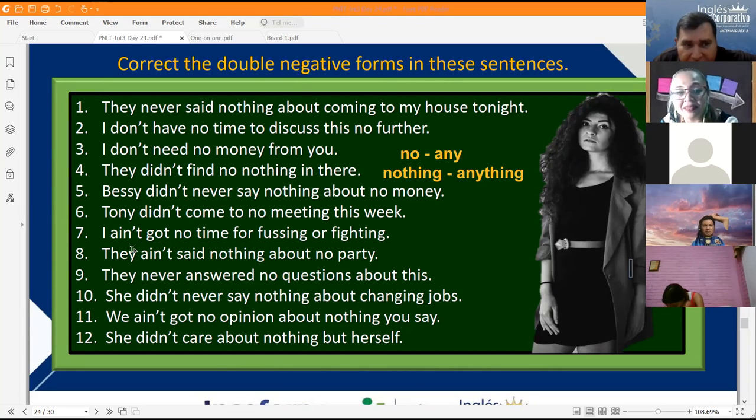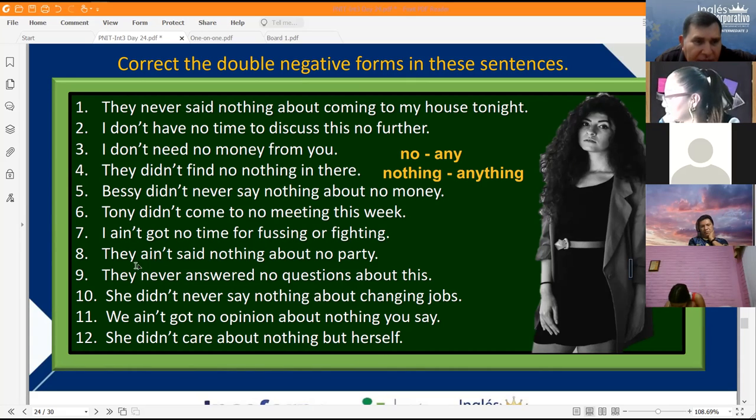So seven is I don't have any time. Or you can say I haven't got any time for causing problems or fighting, for fussing and fighting. So you can say that. Ain't is a negative form, but it's incorrect. Okay, so negative and negative. I haven't got any time for fussing or fighting.